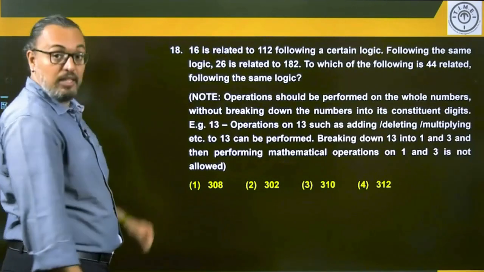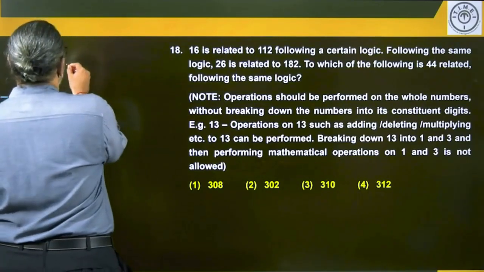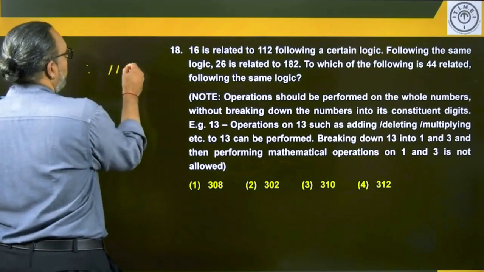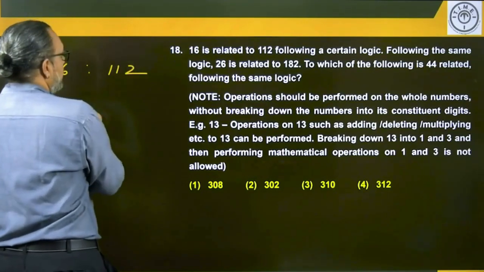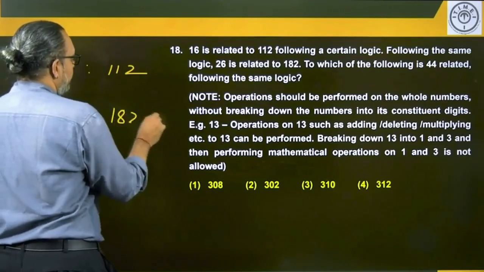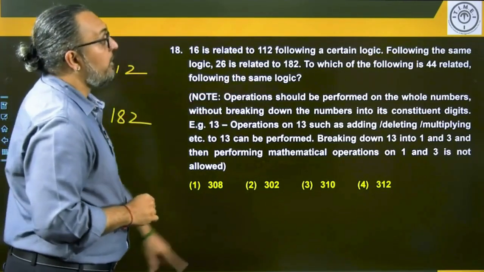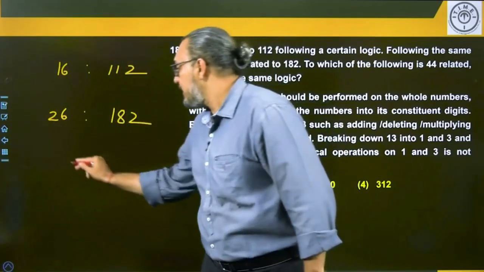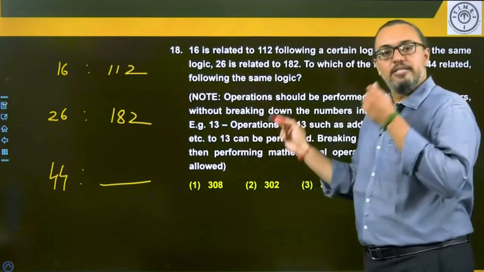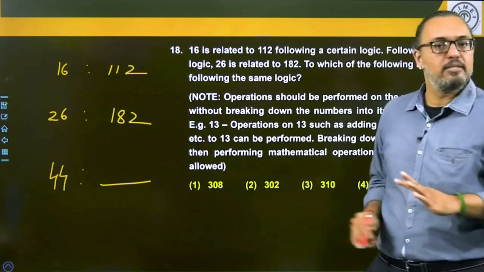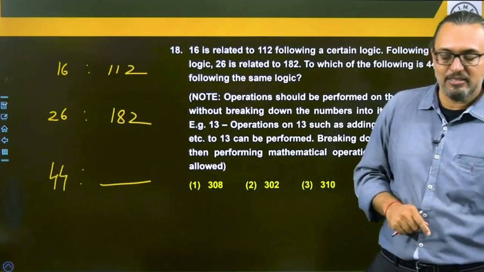Yes, back to number analogy. So, we have 16 related to 112. Following the same logic, 26 is related to 182. Now, to which of the following is 44 related, following the same logic? Again there is a note, meaning you have to treat them as whole numbers but not as digits, right?